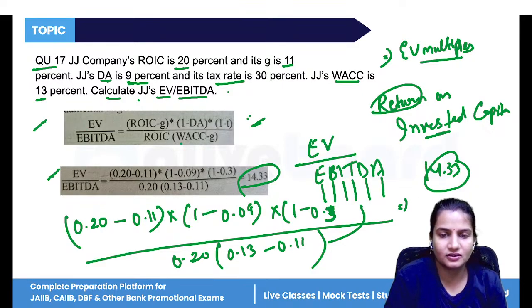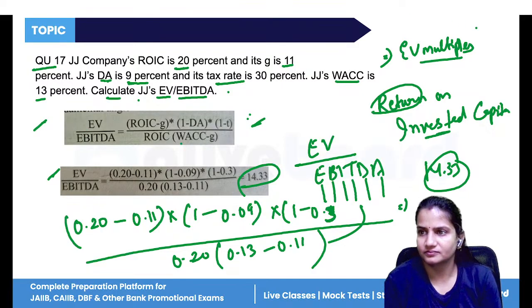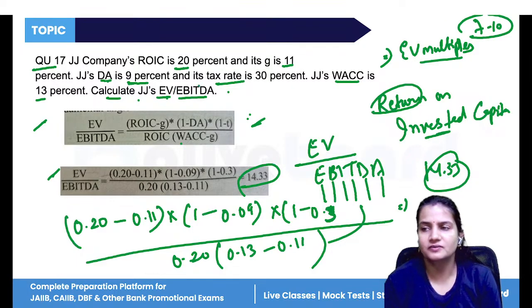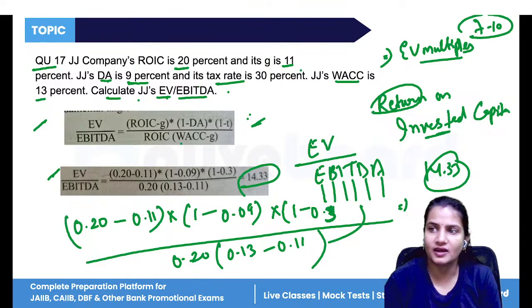You have to learn all the formulas. 7 to 10 formulas are there for EV, enterprise value. You have to learn them, and I have already shared the formula sheet in my group. So those who are watching as paid members, they know it very well.